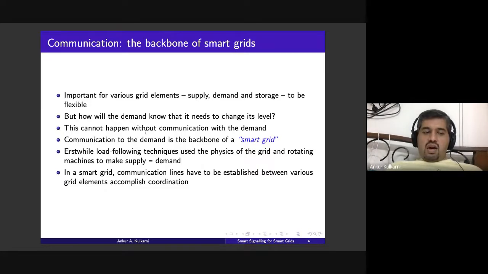In the olden days, or in the classical way of thinking about grids, the load following techniques used basically the physics of the grid and rotating machines to make supply equal to demand. It is the physics of the grid that automatically created a balance between supply and demand, because it was supply that was following the demand. One thing that has happened because of the use of storage, and because of the use of renewable generation like solar in particular, is that rotating machines now have less of a role to play.